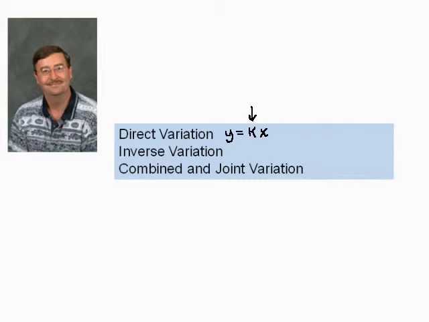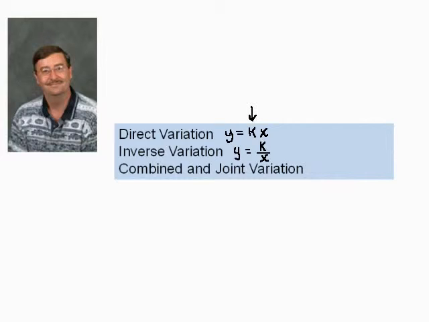Inverse variation, and you'll see this when you read the problems, it'll state some type of direct or inverse variation. Y is inversely related to x in this manner. Y equals k over x. All right, so again, the constant of proportionality will relate x and y in a certain way.